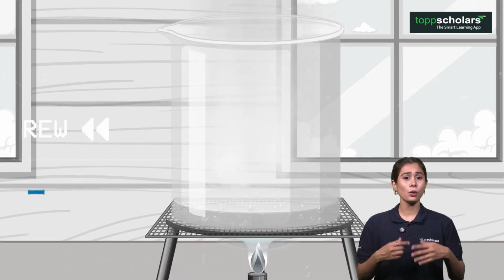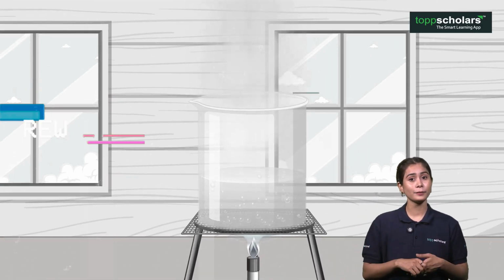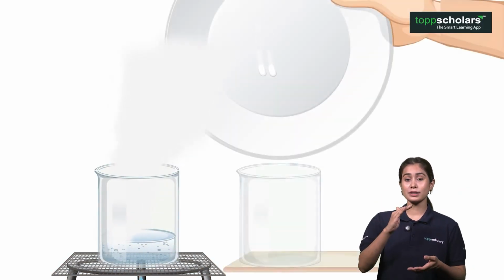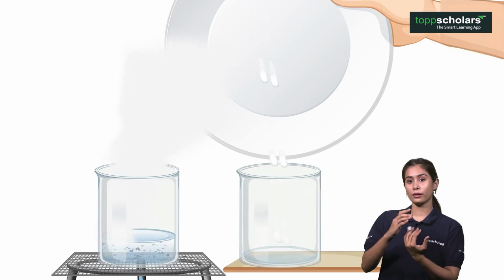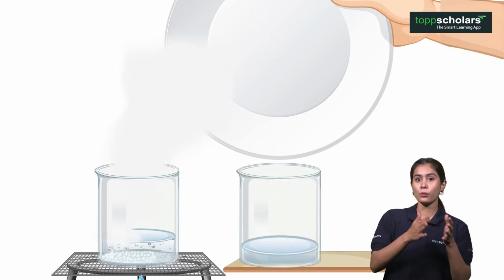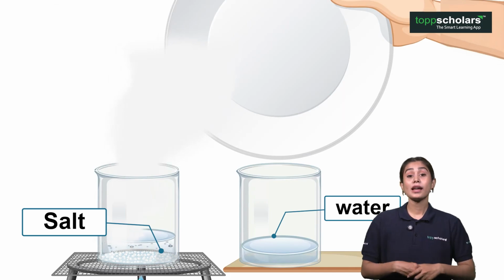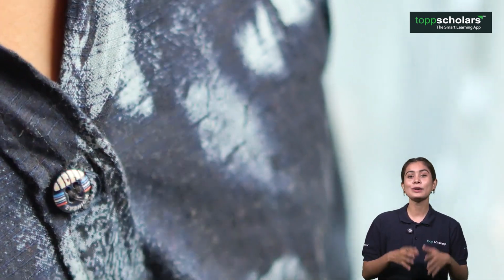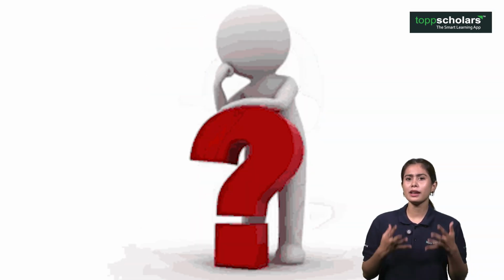But what if we require that evaporated water back? Can we get it? Of course, recall your learning of condensation. We can use a plate over the water vapors to condense them back into water. So here we get both water and salt. Now that you have understood the method of evaporation, answer my question. During summers, have you observed some white patches on dark-colored clothes? Surely you must have. But what could be the reason for this?